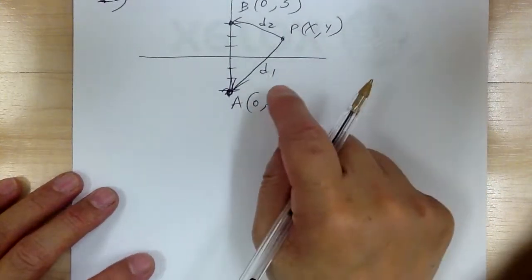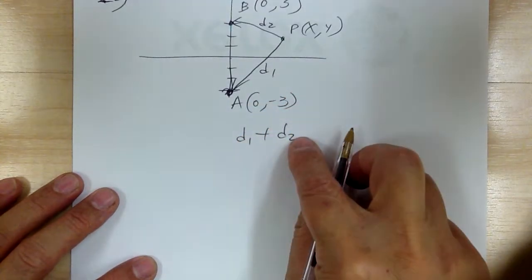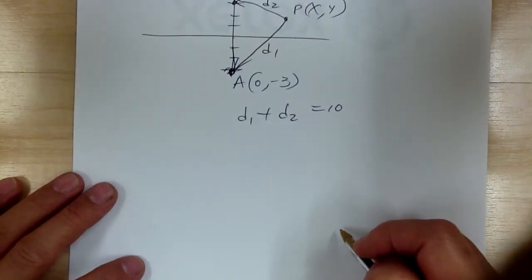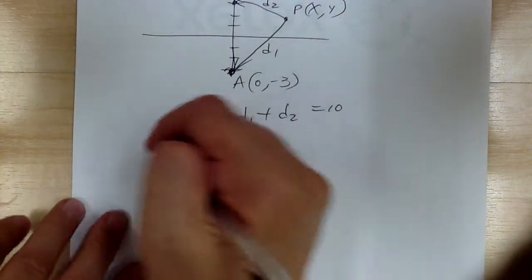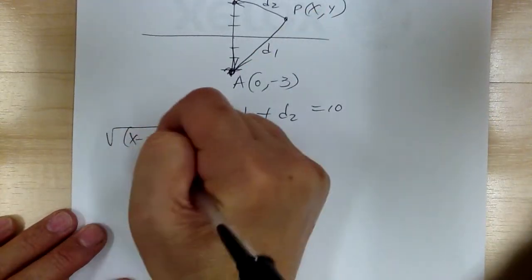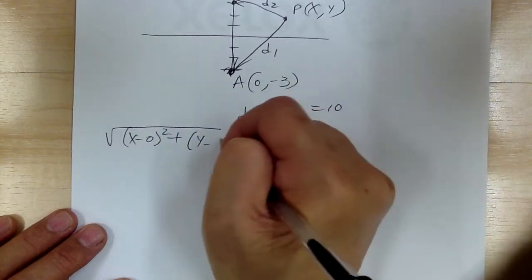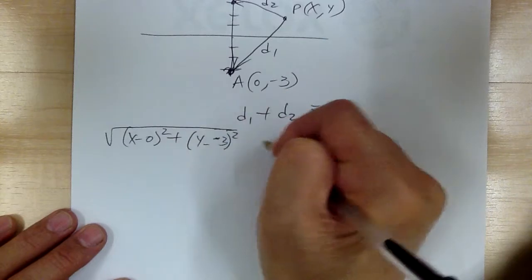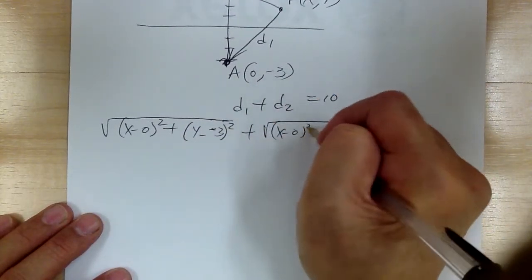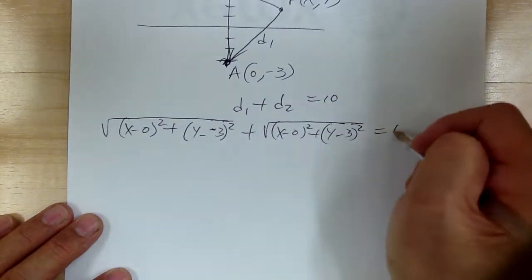So the condition is that the sum of the distance, sum means you add, from those 2 points is equal to 10. Okay, so apply the distance formula. D1 is x minus 0 squared plus y minus -3 squared. Plus D2 is x minus 0 squared plus y minus 3 squared, square root, equal to 10.